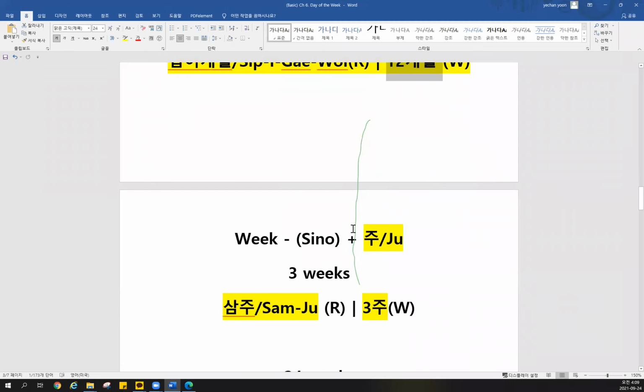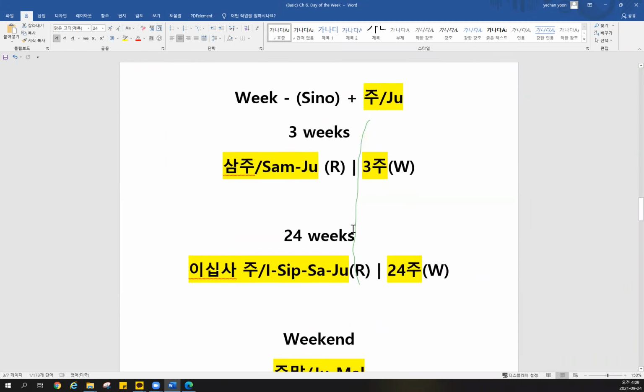All right. Now let's go to the next one. Okay. We also have a counting word for the week as well. So for the week, you can use the Sino counting version plus 주. All right. So how can you say 3 weeks? 3 is 3. So 3주.